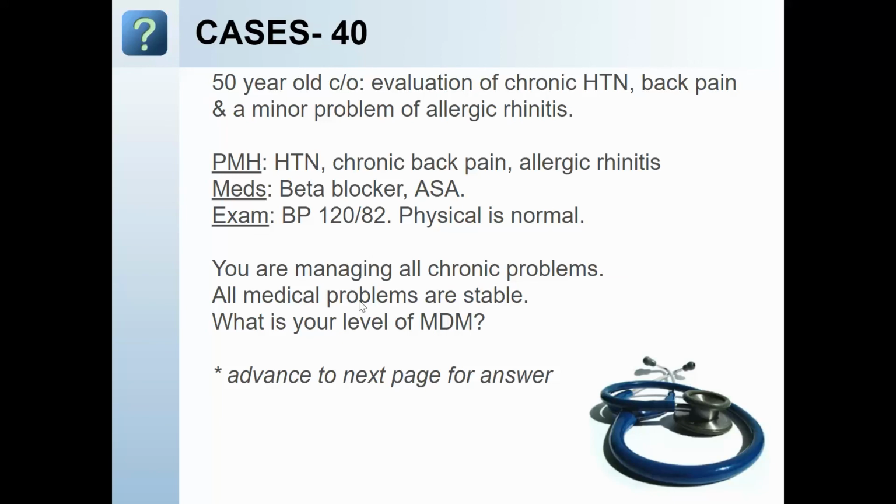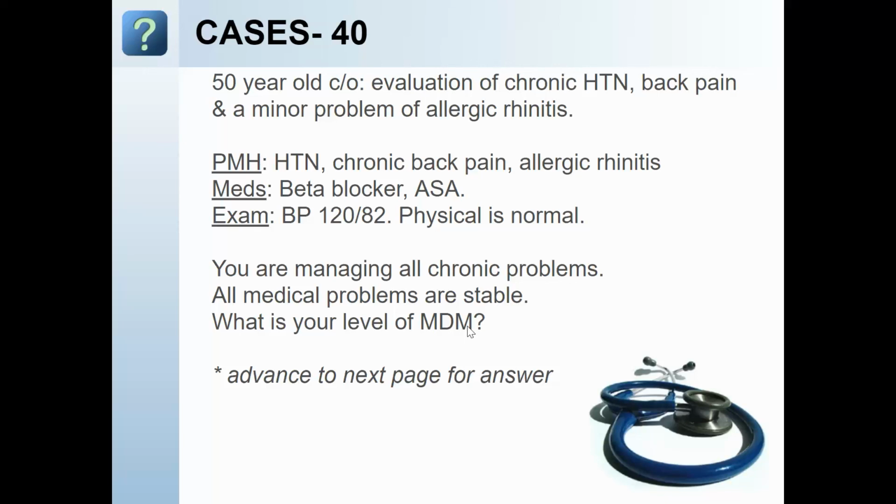Cases for 40. A 50-year-old is coming in with a complaint or desiring an evaluation of chronic hypertension, back pain, and a minor problem of allergic rhinitis. So they have a past medical history of hypertension, chronic back pain, and allergic rhinitis. The medications include a beta blocker and aspirin. The exam shows a blood pressure of 120/82. A physical exam is normal. You're managing all these chronic problems. All the chronic problems are stable. What is your level of medical decision making for this patient?